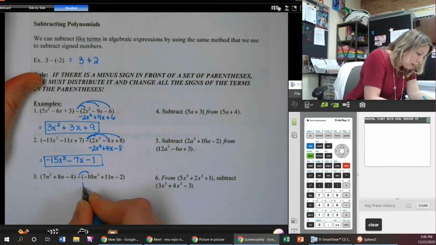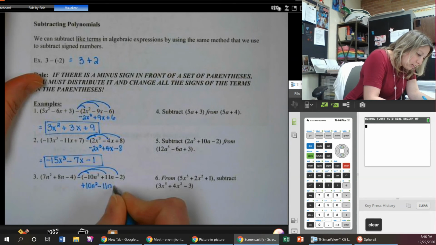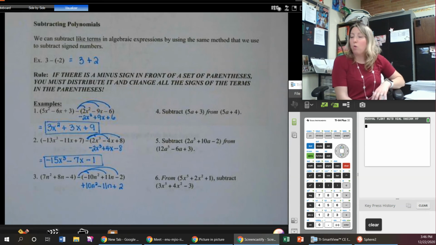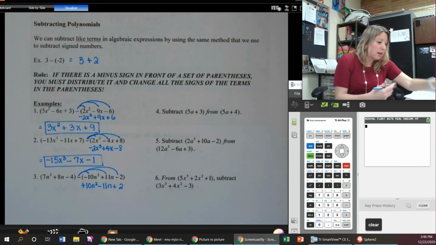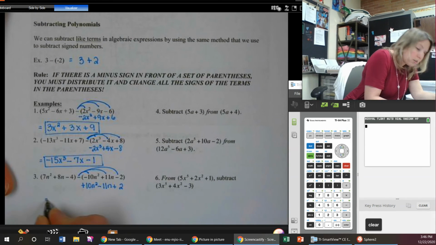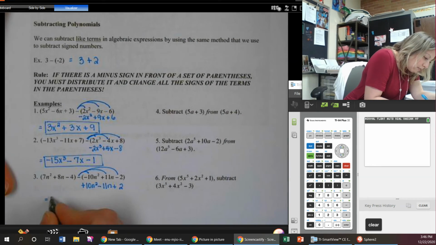Positive 10n squared, negative 11n, positive 2. That's what remains here. Now combine your like terms. Okay, so 17n squared minus 3n minus 2.